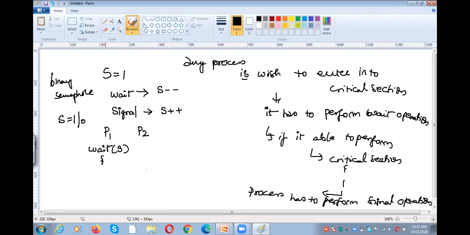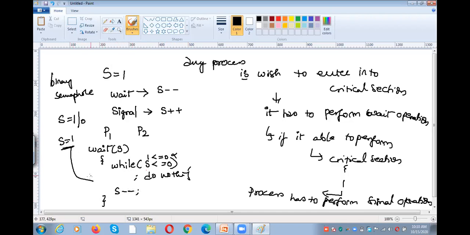In order to perform the wait operation, we need to check the condition. What is the value of semaphore? While S is less than or equal to 0, we cannot do anything if the semaphore value is 0. Why? Because initially it is set to 1. What is the value of semaphore now? 1. So 1 is less than or equal to 0? Condition fails, so we should not enter the while loop. So S minus minus, we can perform the minus operation. Then 1 becomes 0 now. After that, the process enters into the critical section.